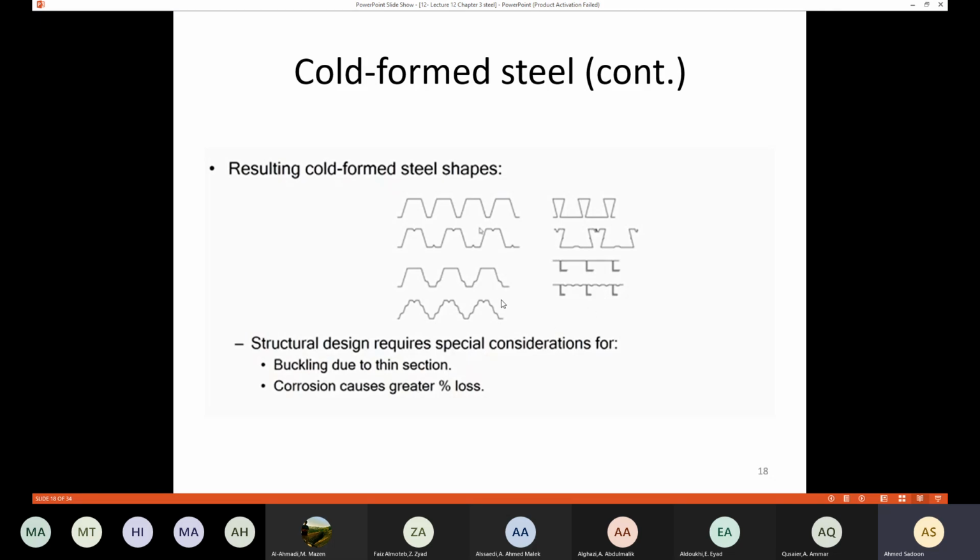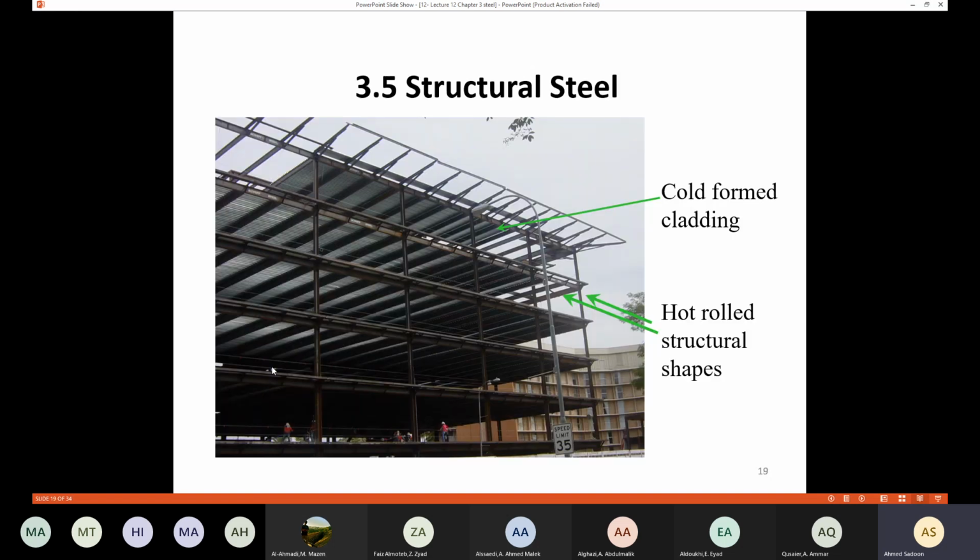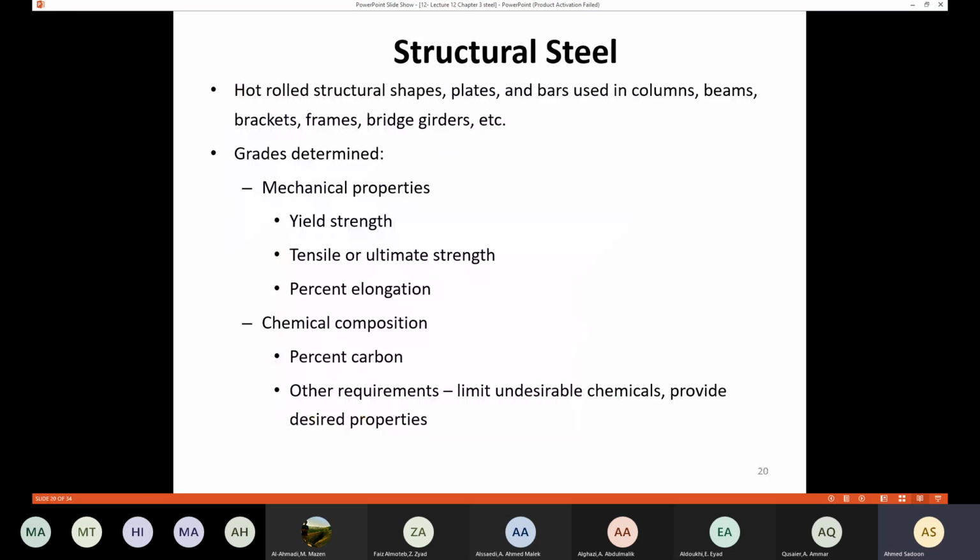We have a special consideration for the cold form steel. You need to take care of the buckling because you have a thin section, and also you need to take care of the corrosion, because since the thickness is thin, it is going to be susceptible to corrosion. So we need to take care of the buckling and the corrosion itself. So I'm going to stop here.